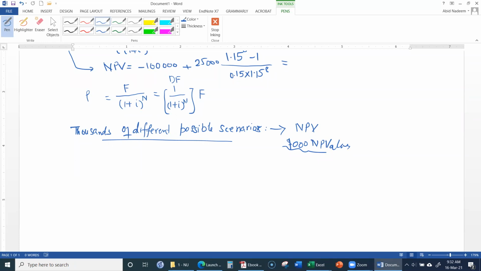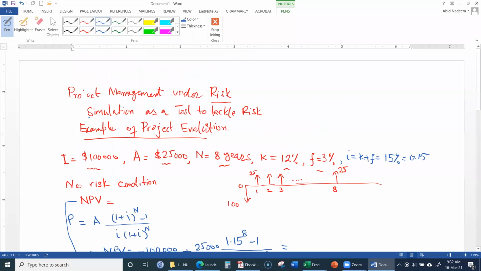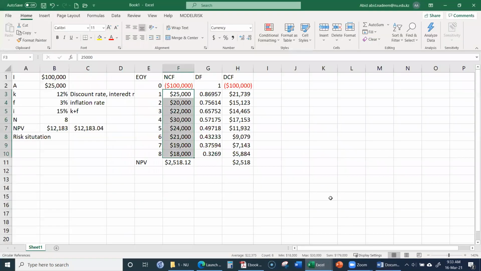That may be the situation which we can conveniently find with simulation. So for this purpose, we will perform the simulation, and the simulation over here means the Monte Carlo simulation. It is a numerical method for producing results. That simulation may have a number of scenarios as well.